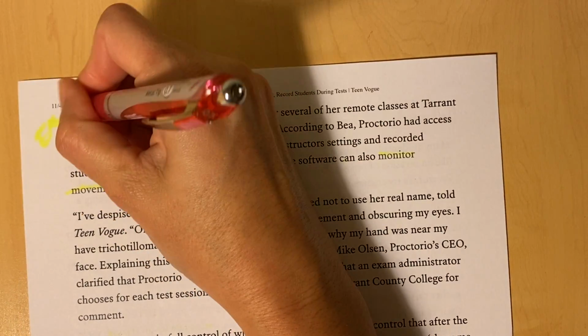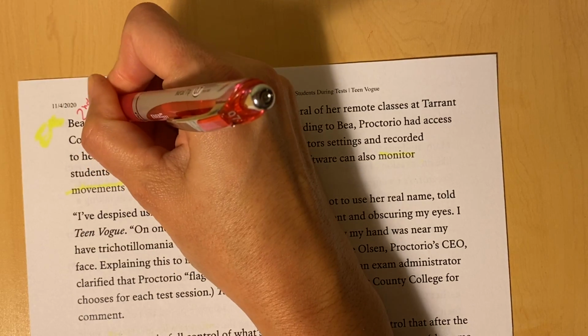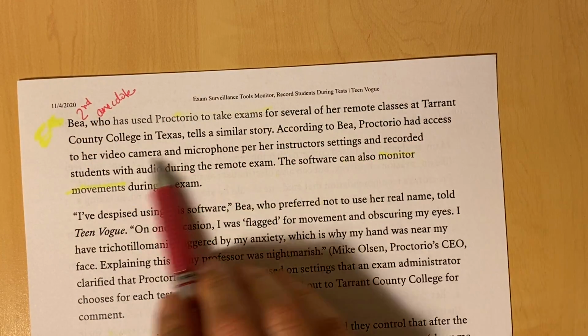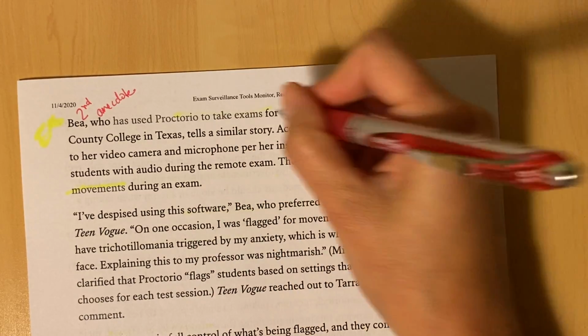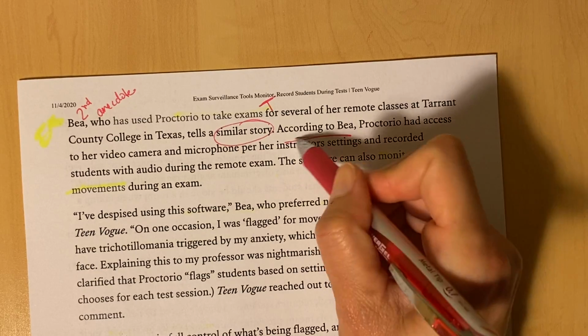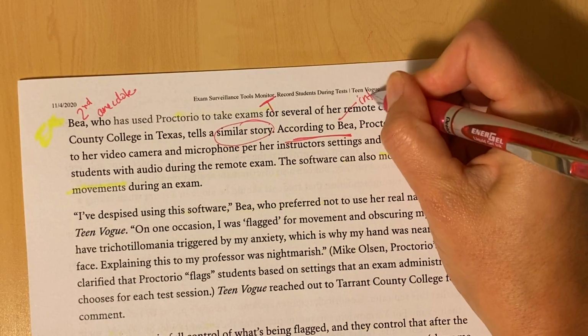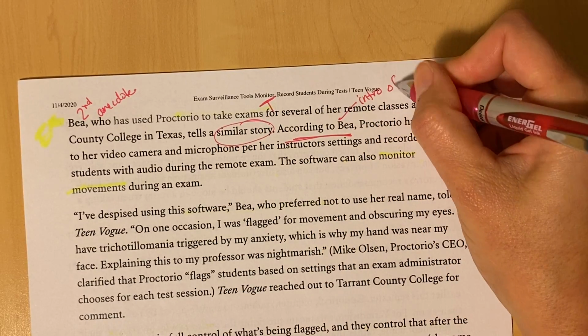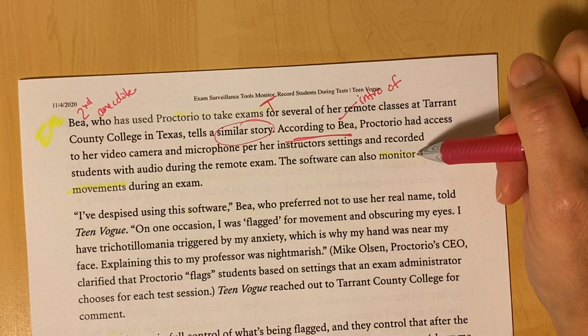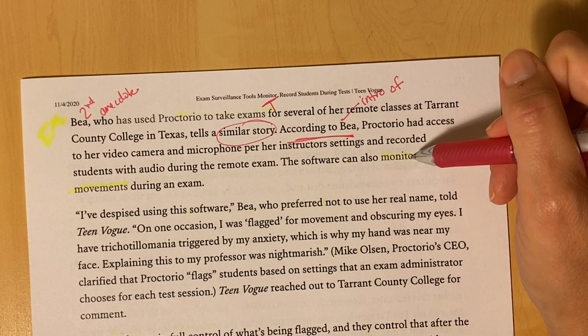Now we're looking at another example, right? Second anecdote. B has used a similar story. So we have this nice transition again of a similar story. According to B, see how we have this kind of introduction. Proctor has access to her video camera, monitor movements. And what do they mean by monitor movements?